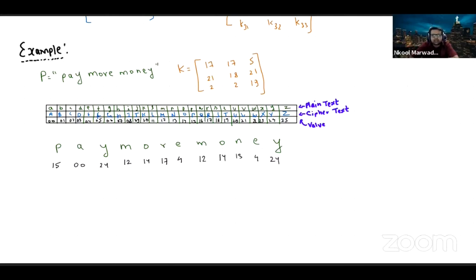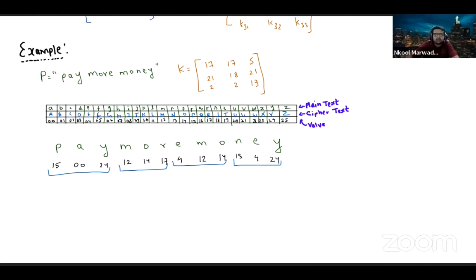Now, since the key is a 3 cross 3 matrix, I can break the text into blocks of 3, because according to the formula it should contain 3 symbols. And I can encrypt each block separately. How I will encrypt it is very easy. I just have to multiply 15, 0, 24 with the key, then 12, 14, 17 with the key, 4, 12, 14 with the key, and 13, 4, 24 with the key. Then I will get the ciphertext.